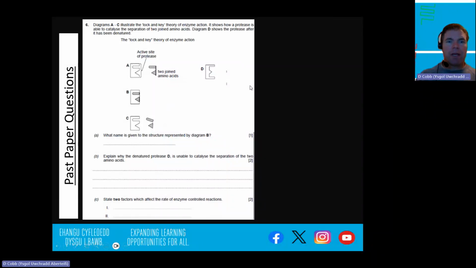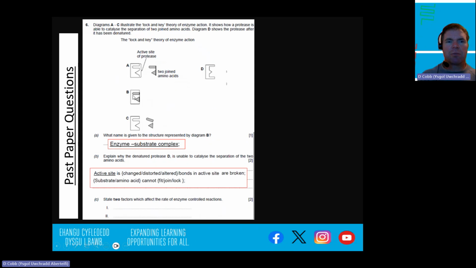Another question here. So you've got diagram A, B, and C as representing the lock and key theory of enzyme action. It talks about the enzyme protease, which is this enzyme here, which splits or breaks the bond between the 2 amino acids. That's the job it does. It asks for the name given to the structure represented by B. That's the enzyme substrate complex.